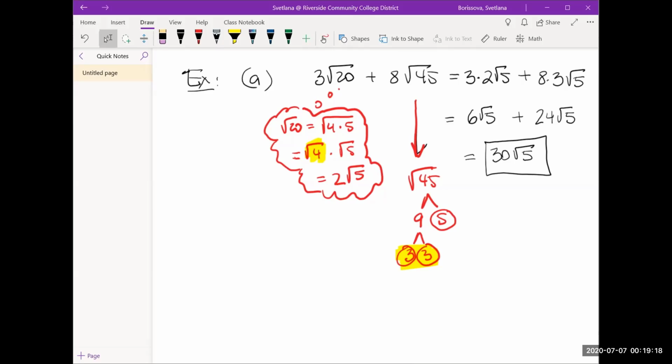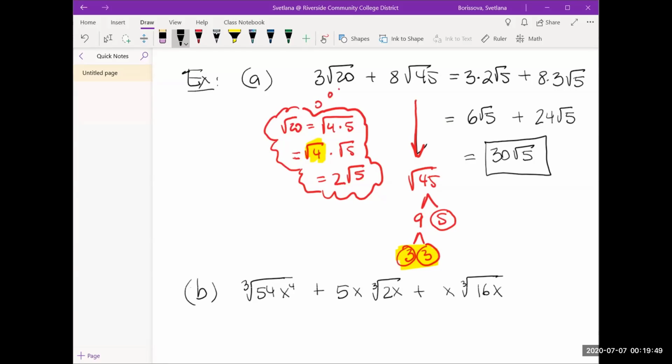Yeah, let's just do one more, and then we'll continue with multiplication. So that's addition, subtraction. Let's say I have cube root of 54x to the 4th power plus 5x cube root of 2x plus x cube root of 16x, like that.